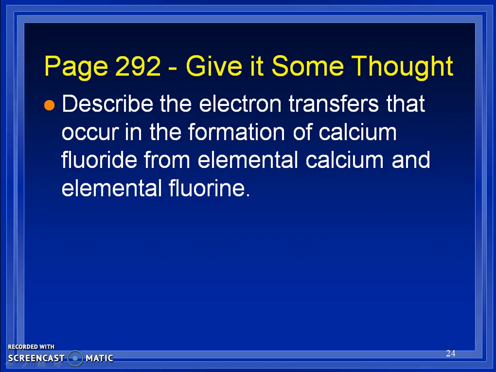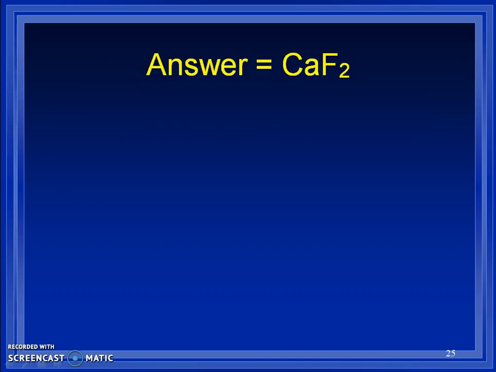If I were you, I'd pause the video, try to do this on a scrap piece of paper. How are the electrons transferred between calcium and fluorine? Yes, most of you would know that the answer is CaF2, but how does that come about? Well, calcium has 2 valence electrons because it's in group 2. Fluorine again has 7 valence electrons because it's in group 17.